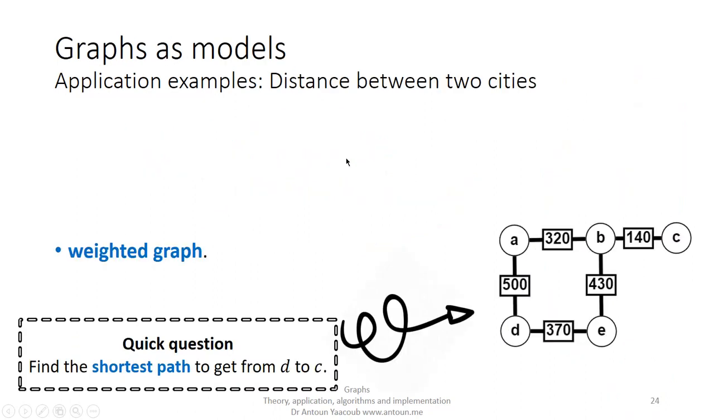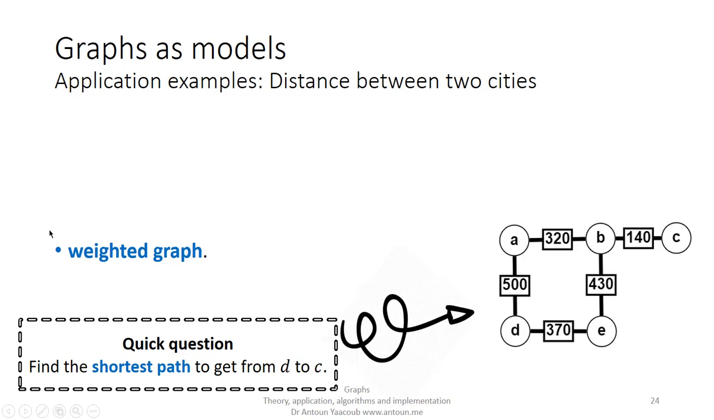A third example is the distance between two cities. Here we have a graph that represents cities: A, B, C, D, and E are cities. The number on each edge is the distance between the two cities. For example, to go from A to B, I need 320, and to go from A to D, I need 500.